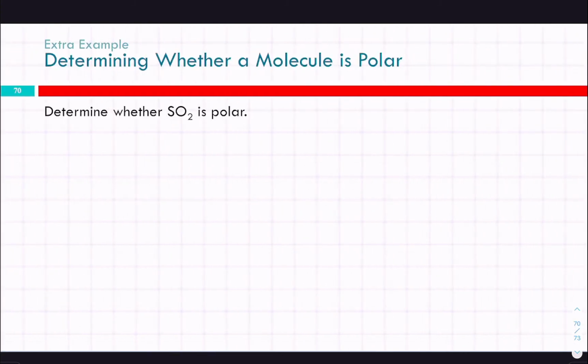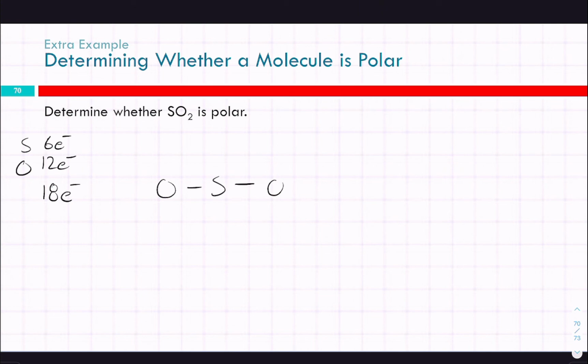Okay. Yeah, this is a good one too. Let's actually go through the process for this one. So we'll do our skeletal structure first. And how many valence electrons are we going to have? 18.